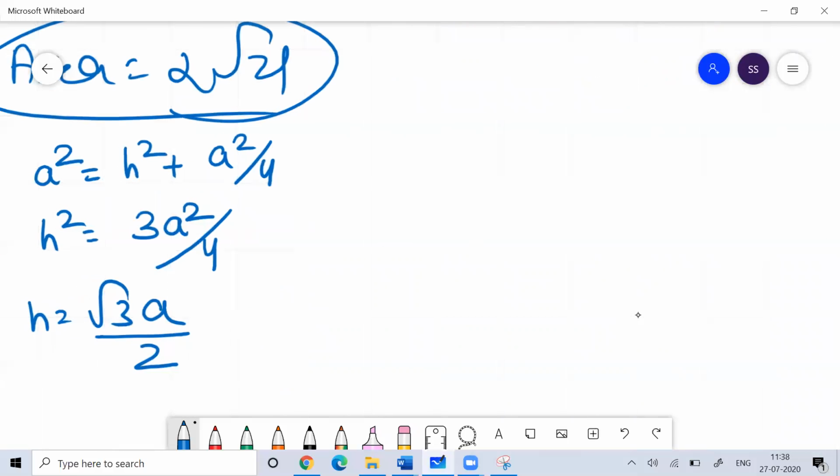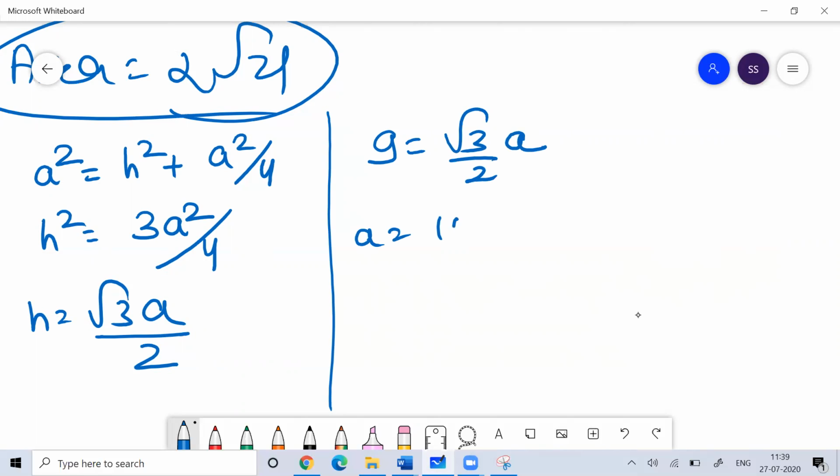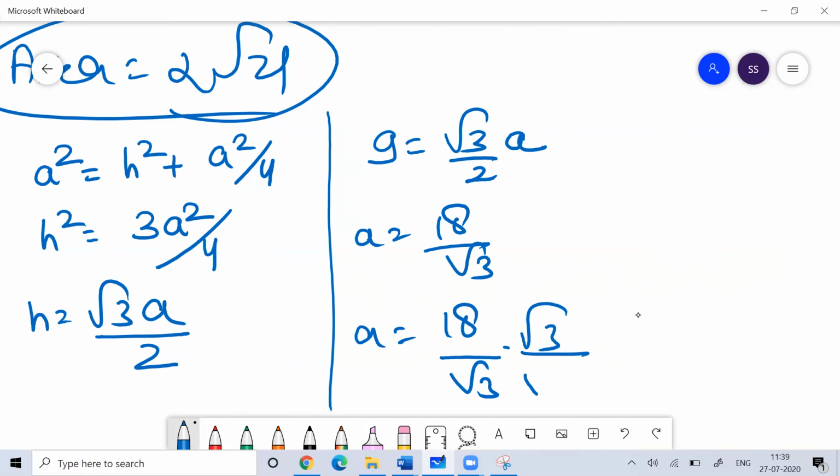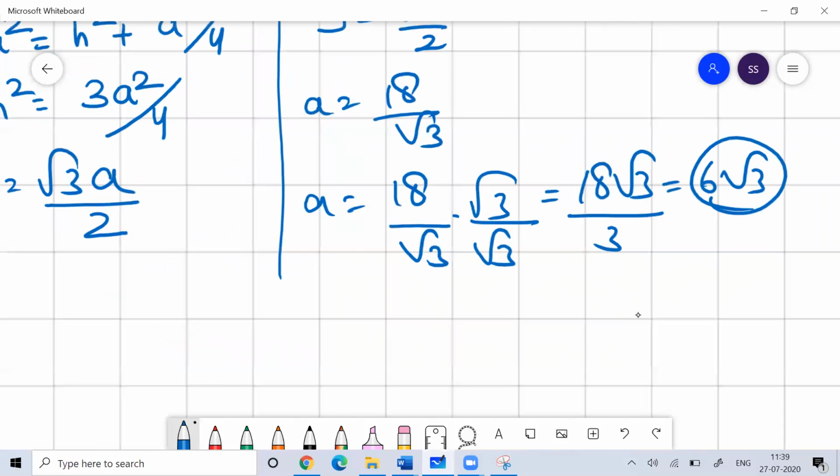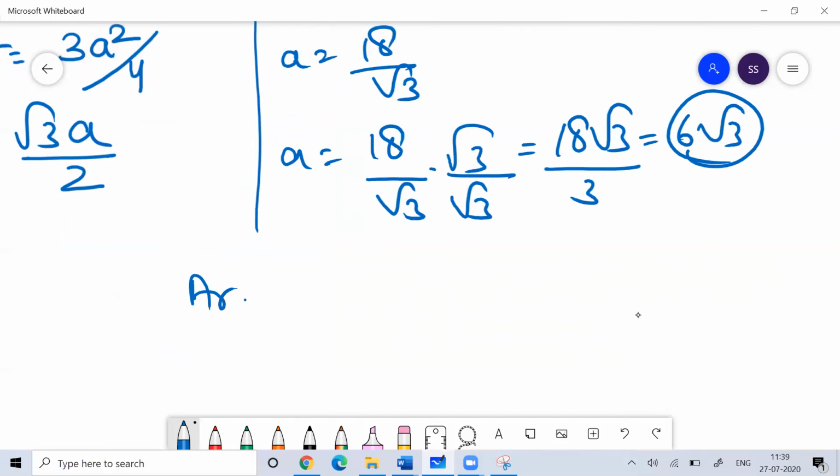If your height is 9, root 3 by 2 a, so the a value is 18 by root 3. So you can write a is equal to 18 by root 3. Rationalize it, multiply root 3 on both sides. You can say 18 root 3 by 3, so a is equal to 6 root 3. So once you get the side is 6 root 3, you can find the area.